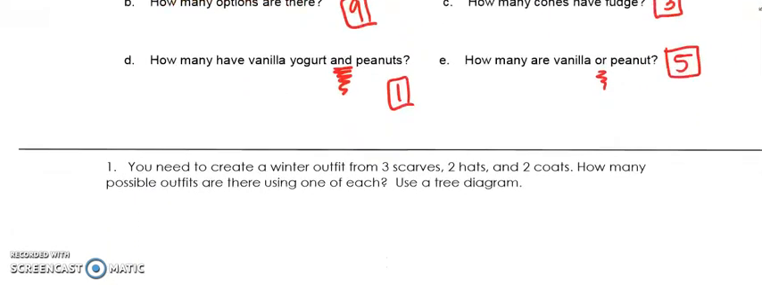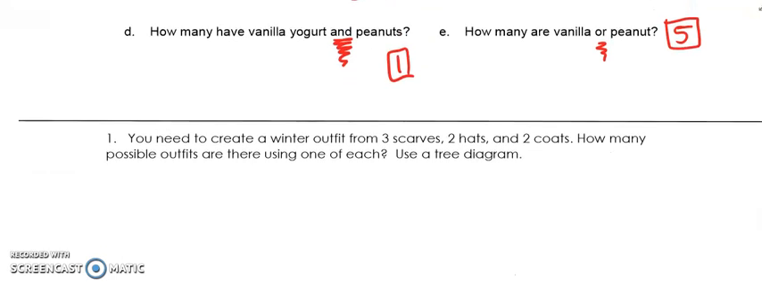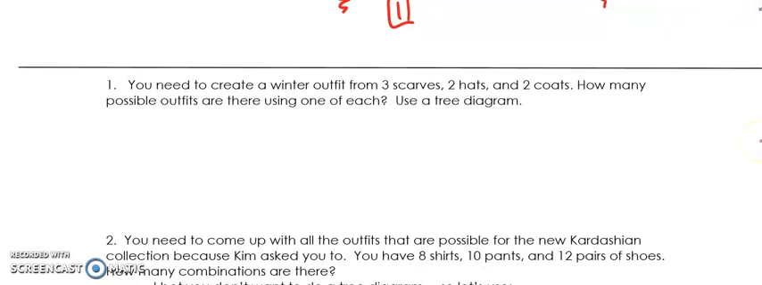So let's move on down here. And there you go. You need to create a winter outfit from 3 scarves, 2 hats, and 2 coats. How many possible outfits are there using one of each? Use a tree diagram. So here's the deal. We're going to have scarf 1, scarf 2, and scarf 3. Then we're going to have hat 1 and hat 2. And then we're going to have coat 1 and coat 2. That'll make it a little bit easier for us to do a tree diagram.